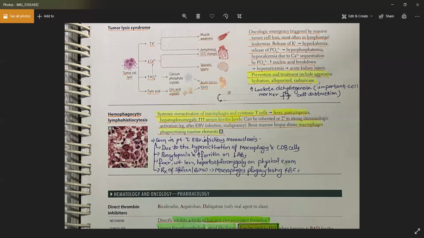So any doubt? No, thank you. Okay, so we are done with hematology, embryology completed, then anatomy, then physiology, and then pathology. And tomorrow, I think we'll discuss pharmacology, and we will start with the MSK chapter, the musculoskeletal.